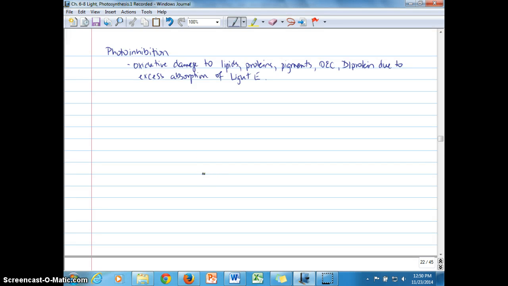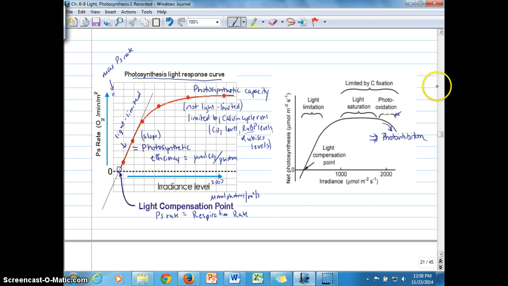Alright, so in the last video clip we ended with an introduction of photoinhibition, and just to remind you, if we go back here, we can see on this photosynthetic light response curve that as light intensity or photon flux density increases, photosynthesis increases up to a point until it reaches what we refer to as, we wrote over here, photosynthetic capacity.